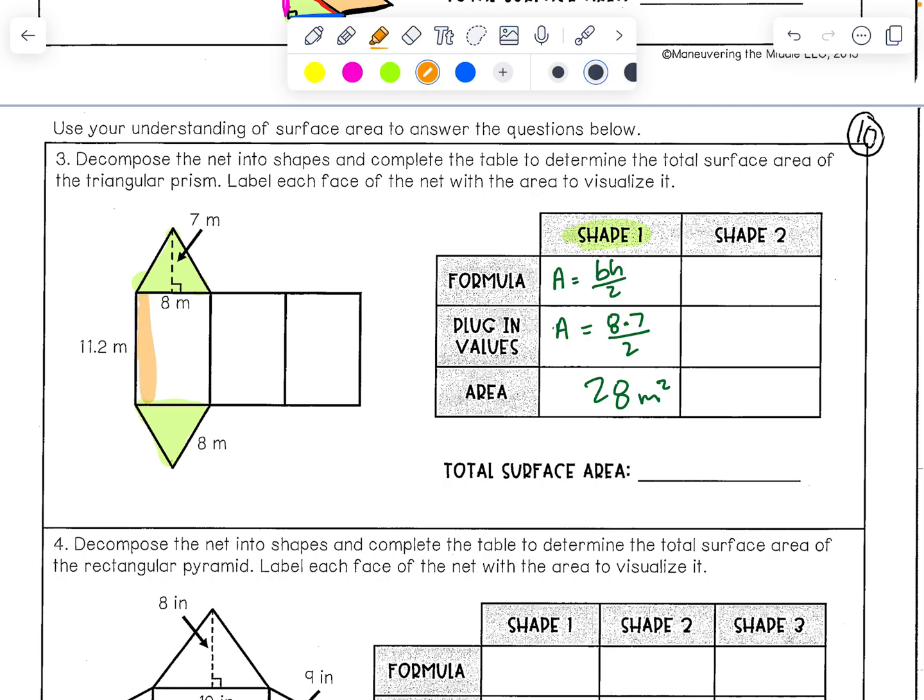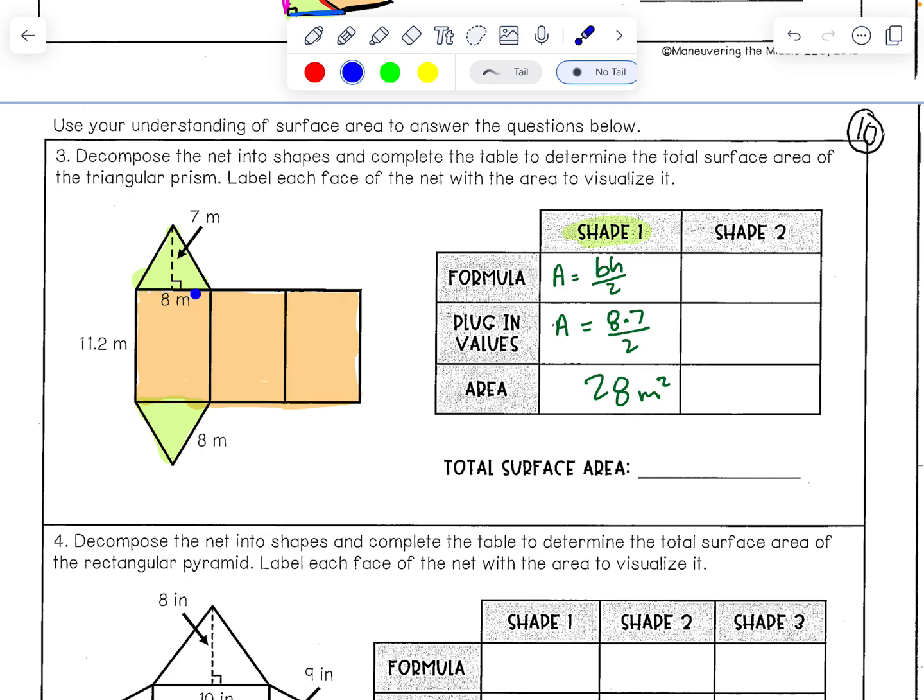So all of these are going to be shape 2. They're all the same, because if the sides of the triangle are 8, and the sides touch this edge and this edge, that means if this side is 8 and that side is 8, this is going to be 8 and that's going to be 8. So I'm going to go ahead and write that down right now. This is 8 and this is 8, and this right here is 11.2. So 11.2 times 8.